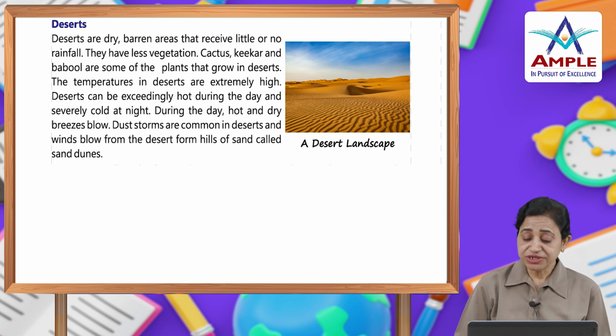They have less vegetation. Cactus, kikar and babul are some of the plants that grow in deserts.